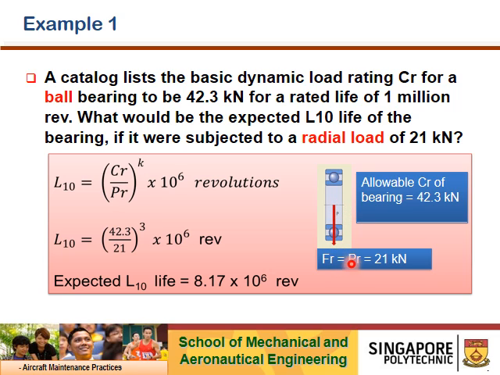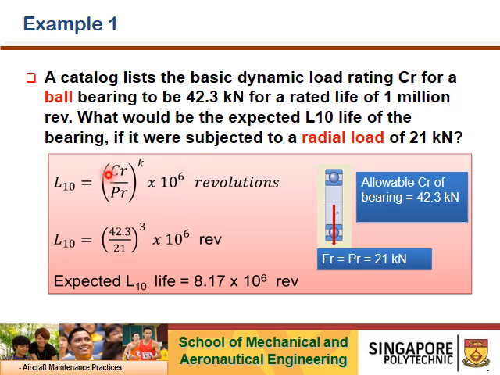Then, due to only one radial loading and no axial loading, your FR is equal to PR. Please remember that. When you encounter a problem where there's only one radial load, then your Fe is equal to PR, which is 21 kilonewton. So using the equation L10 equals CR over PR to the power K times 10 to the power 6, you know your CR from the catalog, you know your PR, which is your factory loading, and your K.